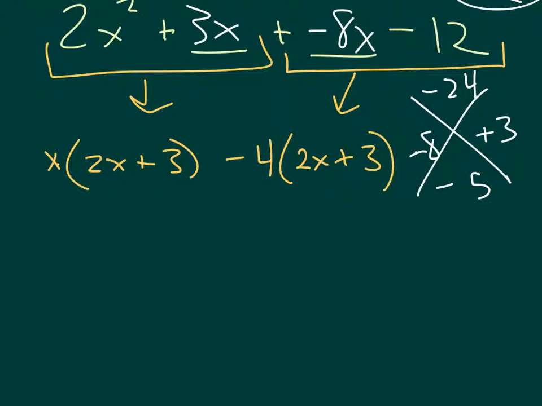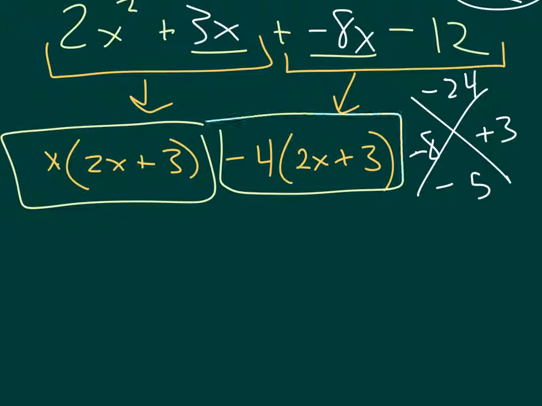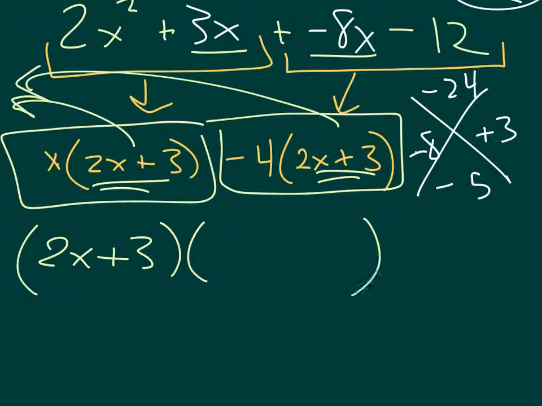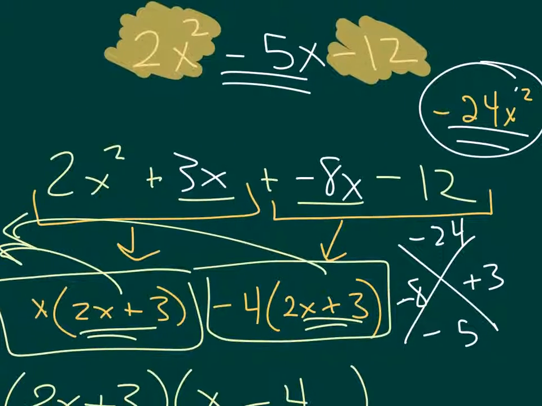And now what we have are two terms. And these two terms, that term and that term, have something in common. They have 2x plus 3 in common, so we can undistribute that GCF. These two terms have a GCF of 2x plus 3. We're going to write the leftovers from each term in here, x minus 4. And there's our factored form for our original polynomial, 2x squared minus 5x minus 12.